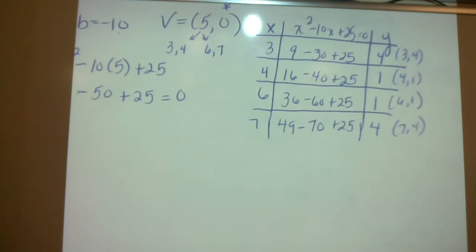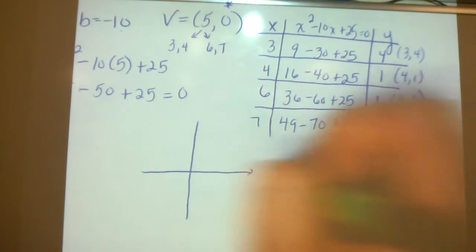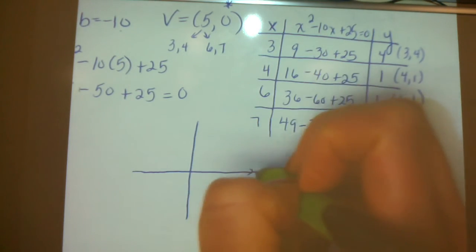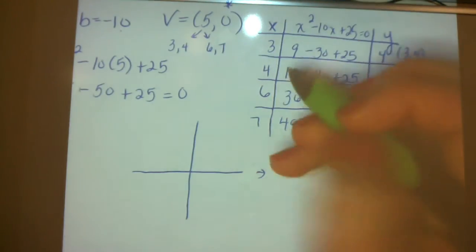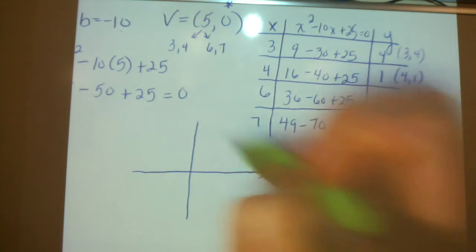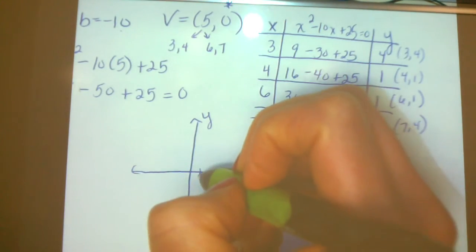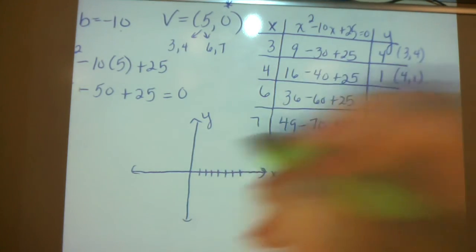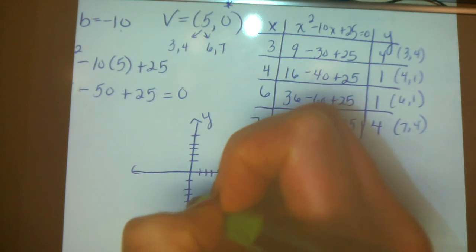So let's graph that. We'll do it right over here. Now the largest number I have for my x is 7, so I'm going to extend this a little bit more. X and y, we'll go 1, 2, 3, 4, 5, 6, 7. Our largest y will go up 5. We'll go 5 in each direction here.